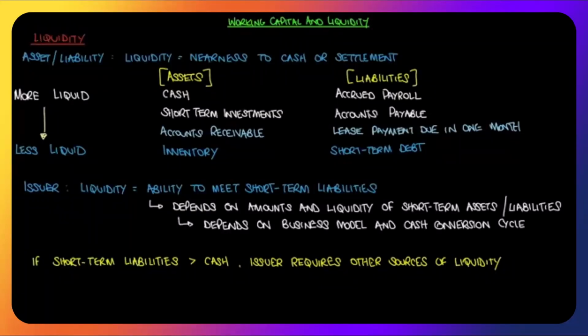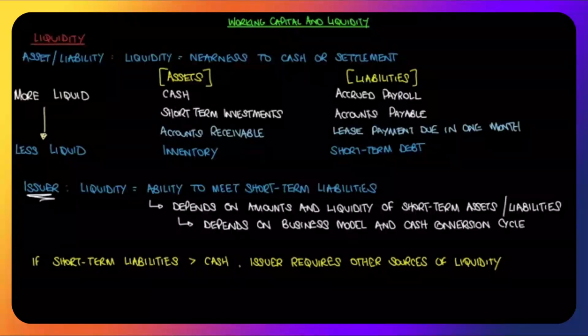A lease payment due in 1 month after that, and then your short-term debt. So that's liquidity of individual assets and liabilities. What about the issuer, the firm itself? The firm's liquidity is a measure of its ability to meet short-term liabilities. It in turn depends on the amounts and the liquidity of your short-term assets and liabilities.